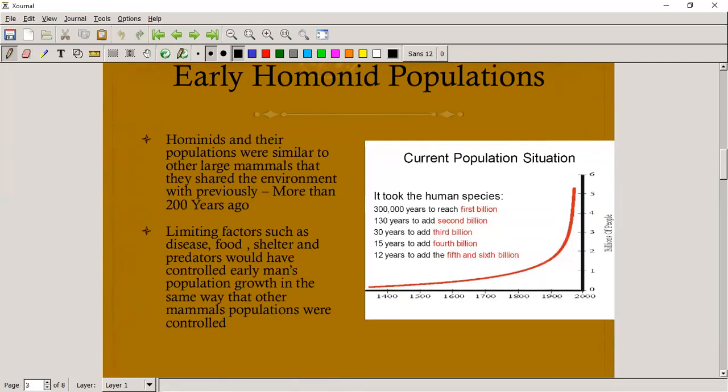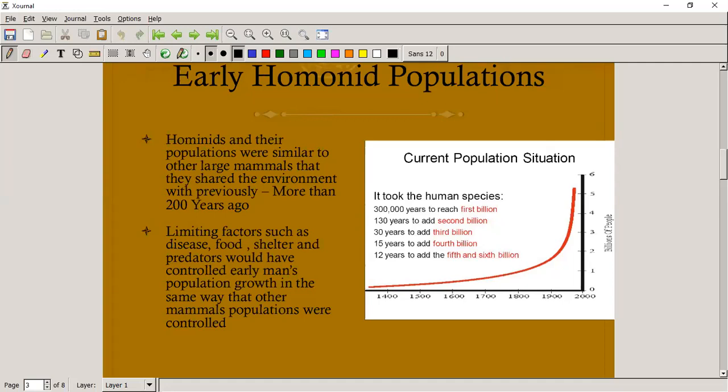Now, over here we can see hominid populations. Hominids including, of course, our previous cousins in evolution, not just Homo sapiens, but other hominids as well. And their populations were similar to other large mammals that we shared the environment with previously. We took on the normal growth patterns. We had an S-type growth pattern that controlled the populations. We had a carrying capacity, and we kept at that carrying capacity up to about 200 years ago.